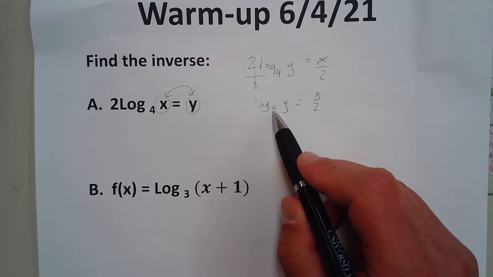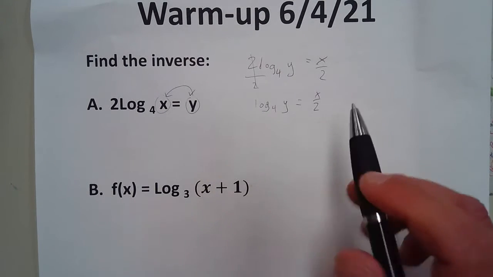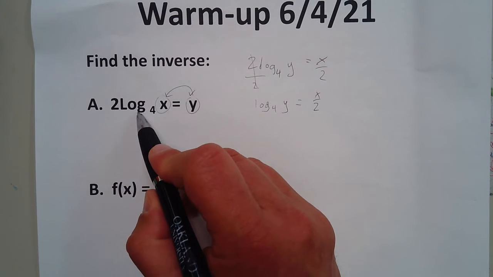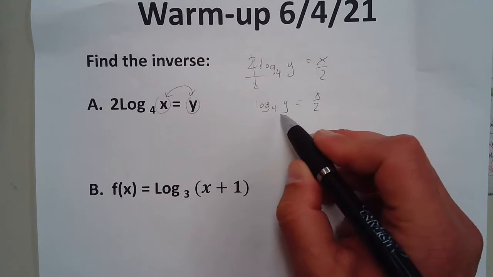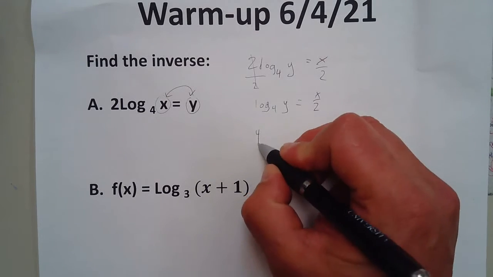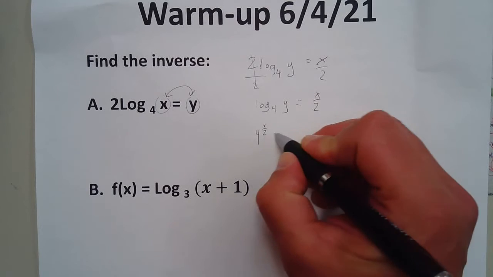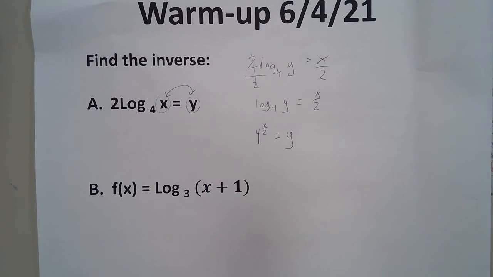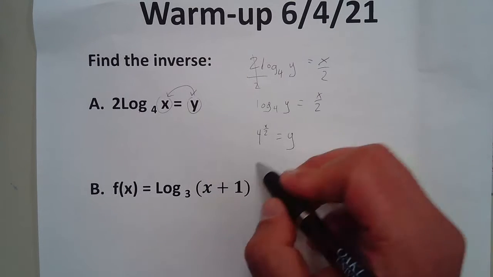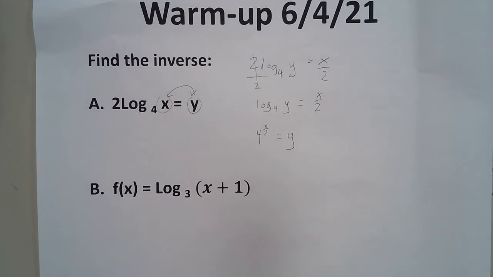We can now rewrite our log as an exponential, because that's really what we know is going to happen. If you start with a log, the inverse is going to be an exponential. And if you start with an exponential, the inverse is going to be a log. So now I can use my rule here and convert this to: my base is 4, my power is x over 2, and it's equal to the argument, which is y. And actually at that point, I'm done, right? Because the y is solved for. y is simply equal to 4 to the x over 2.